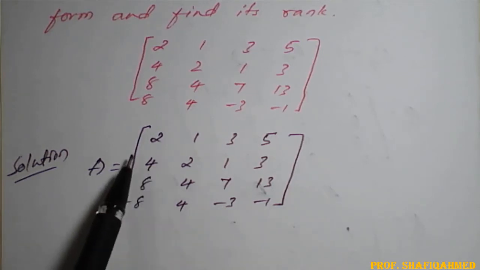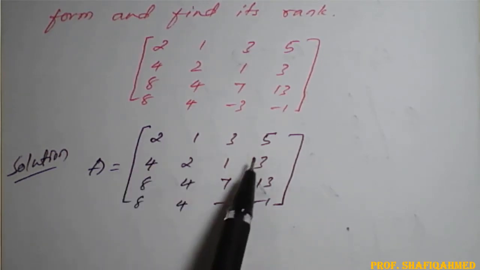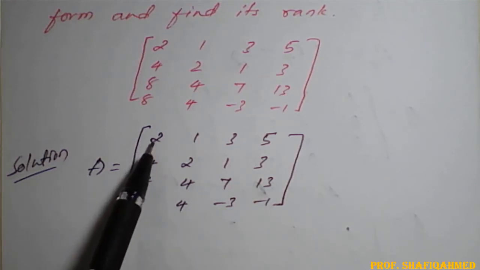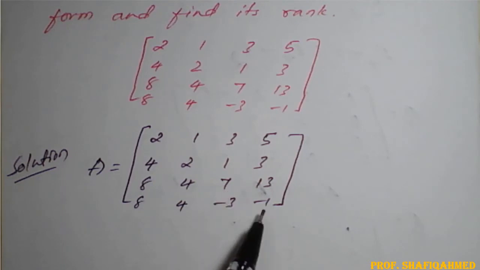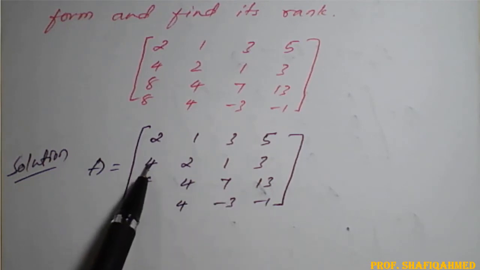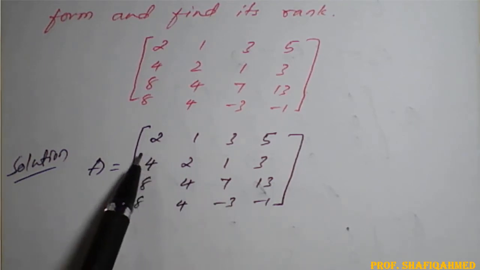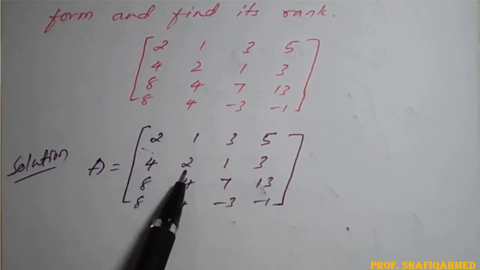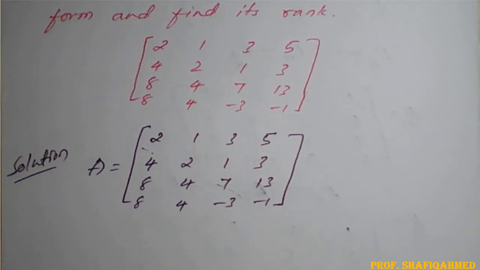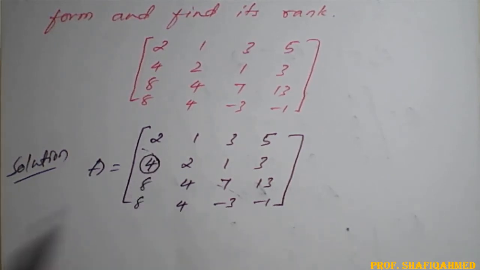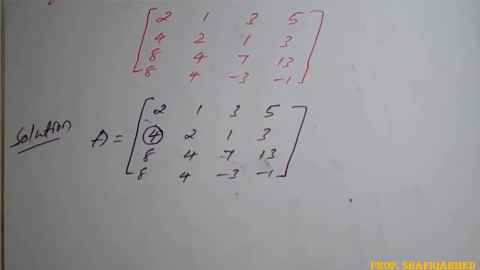This is a 4 cross 4 matrix, so having the diagonal elements 2, 2, 7, minus 1. Therefore 4, 8, 8, 4, 4, minus 3, these elements we have to make 0. So below this diagonal element, all elements we have to make 0. Therefore the first element we have to make 0 is, as I am highlighting here, 4. So this element we have to make 0.